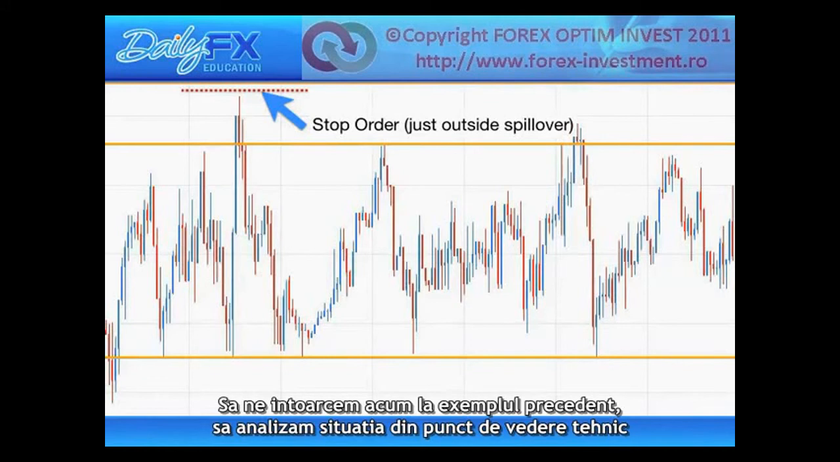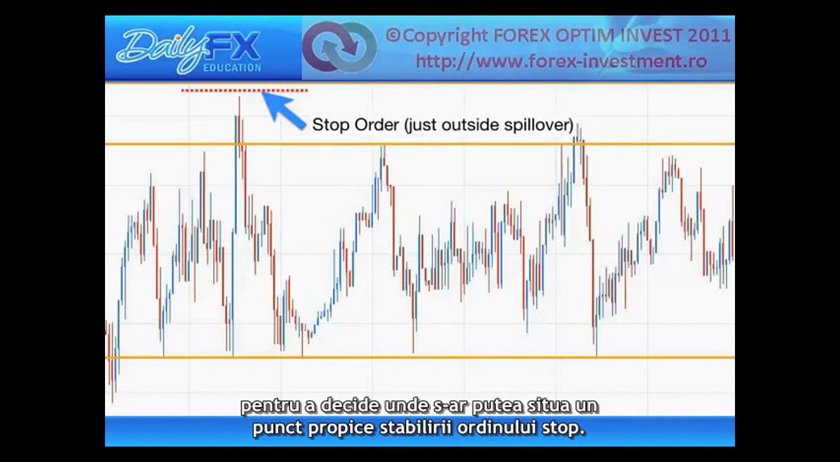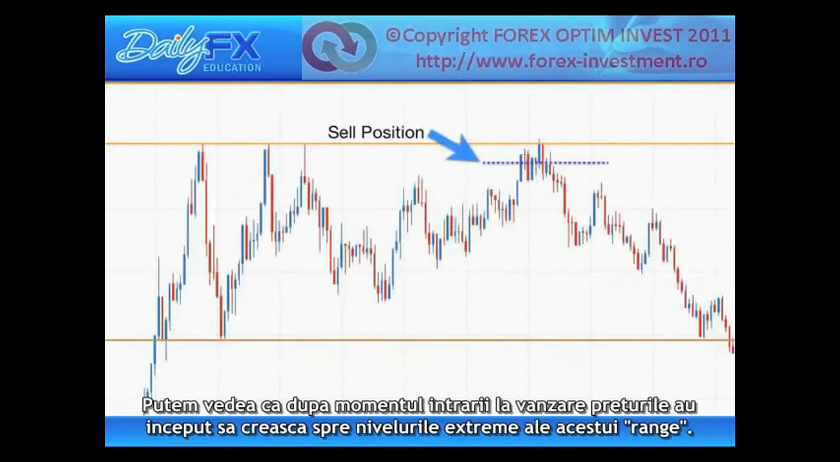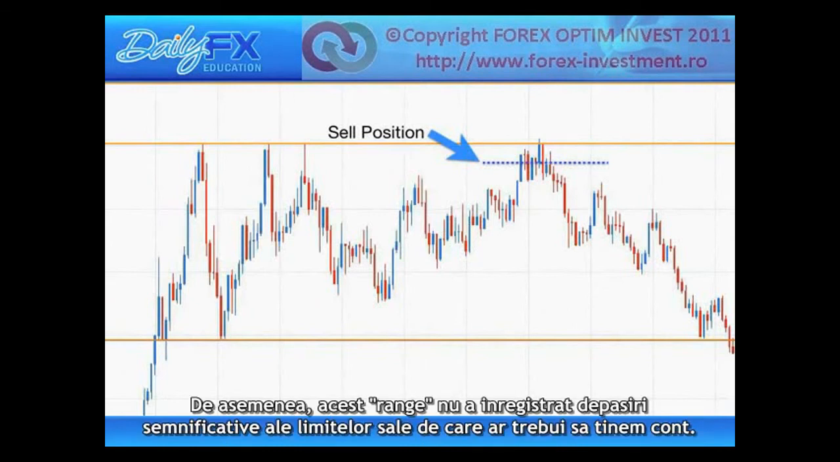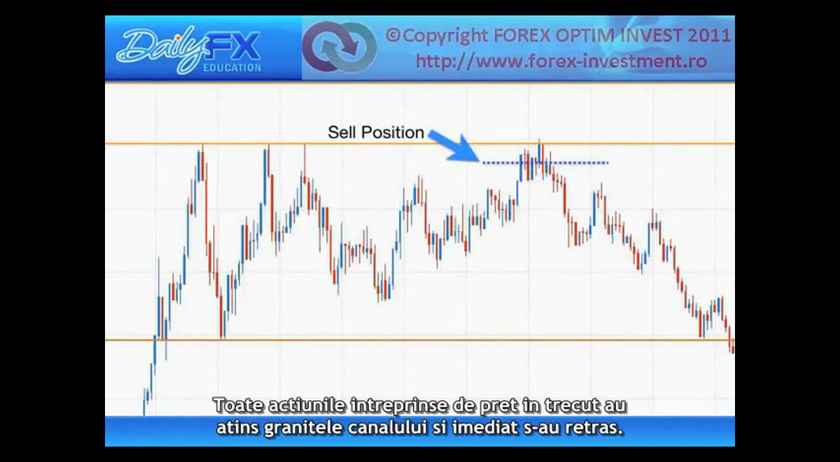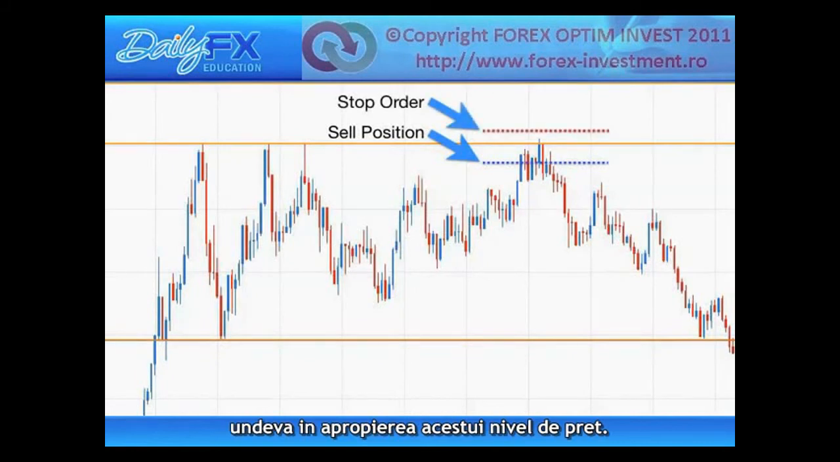Now let's return to our previous example to look at the technical situation to decide where a good place to set up our stop will be. We can see that after entering our short position, prices began moving up towards an extreme within this range. Therefore, history would suggest that it's likely the market will reverse at the same level. Also, this range doesn't have any big spillovers that we need to be concerned with, all the former price history actually touching the upper boundary and immediately reversing course. Therefore, I'd look to place my stop somewhere beyond the upper band, somewhere around this price level here.